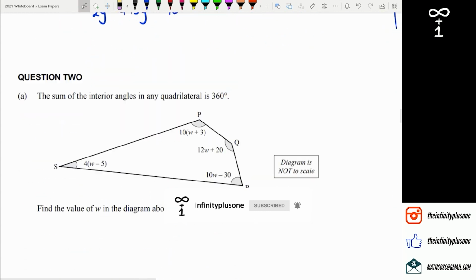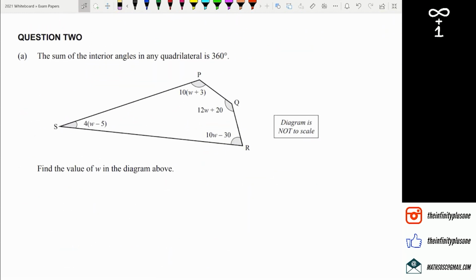All right, guys, so let's get going to question number 2. What have we got here? The sum of the interior angles in any quadrilateral is 360. Find the value of W. So we've got 4 angles. I'm going to start from P there. So 10 times (W plus 3), plus Q, which is 12W plus 20, plus R, which is 10W minus 30, plus S, which is 4 bracket W minus 5.